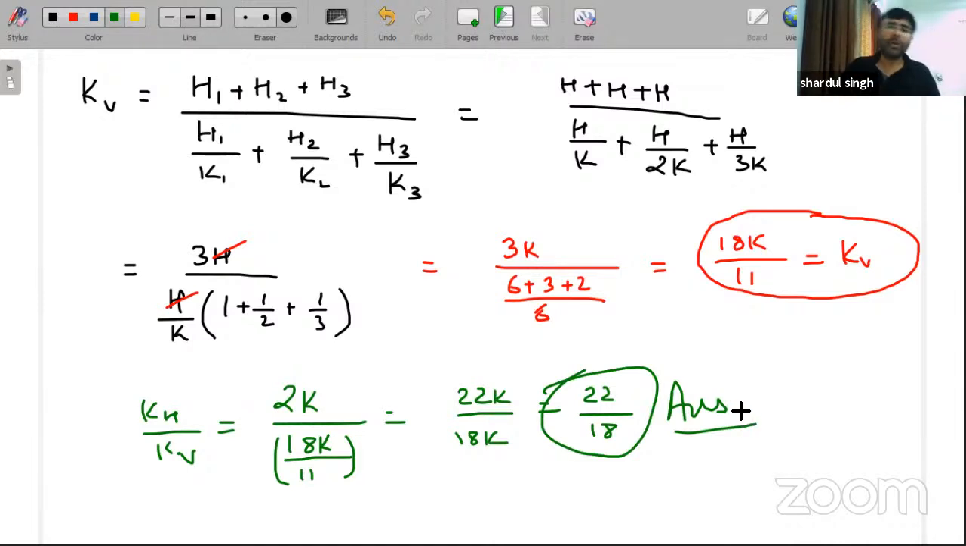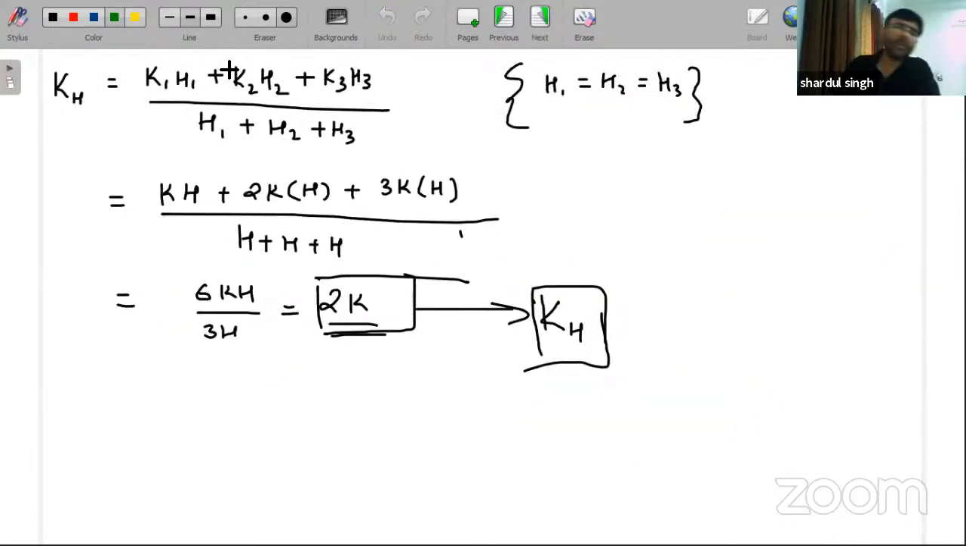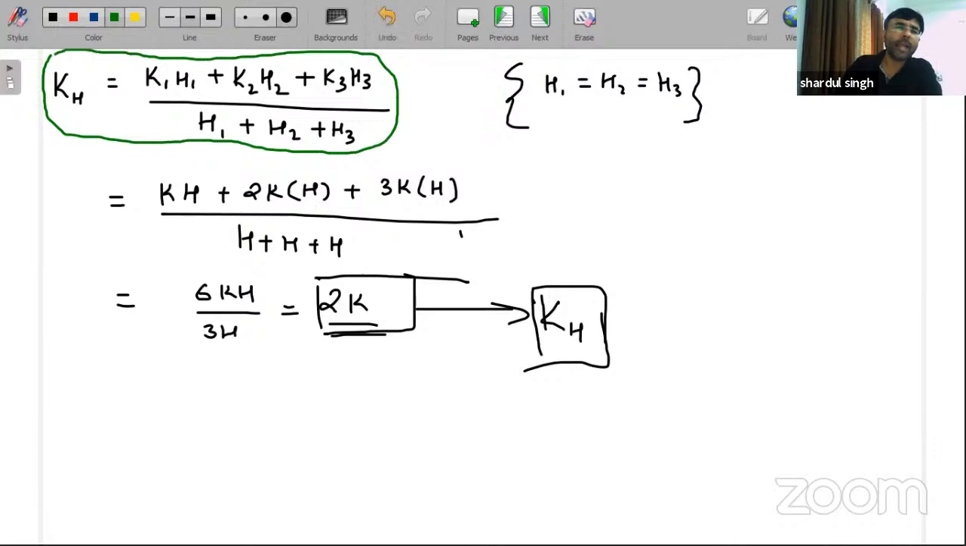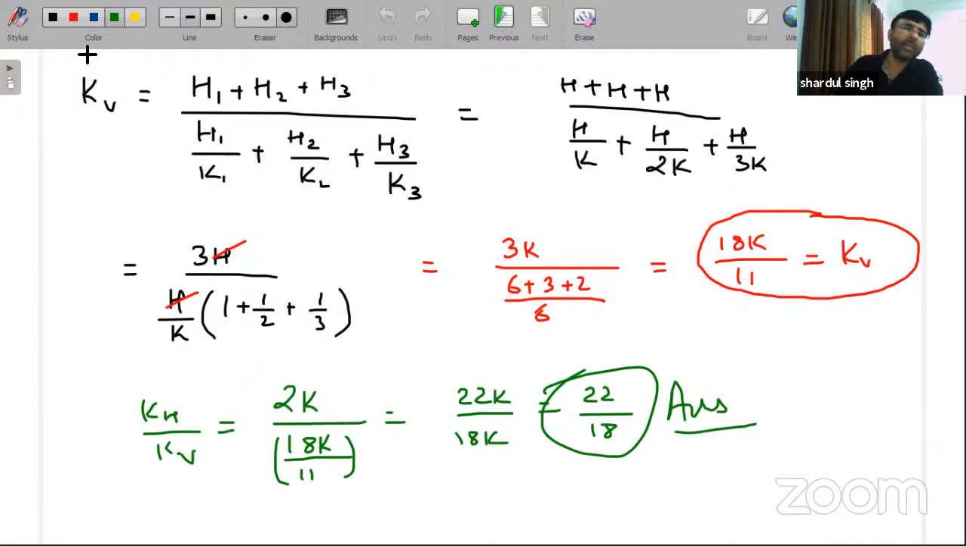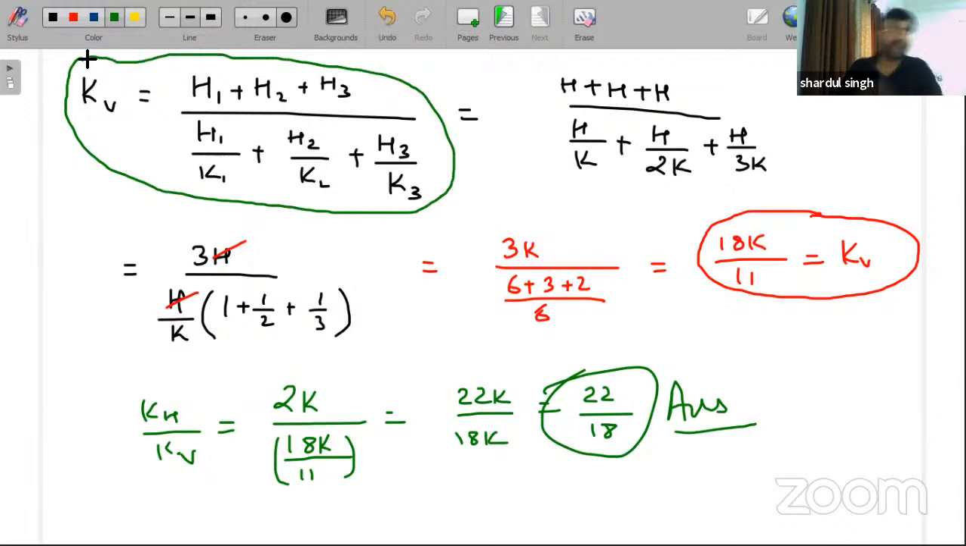horizontal or parallel to the bedding plane and when the flow is perpendicular to the bedding plane. So when the flow is parallel to the bedding plane, the formula for the calculation is this one. And when the flow is perpendicular to the bedding plane, the formula for the calculation is this one. These are the two formulas by which you can calculate the value of permeability in horizontal and vertical direction.